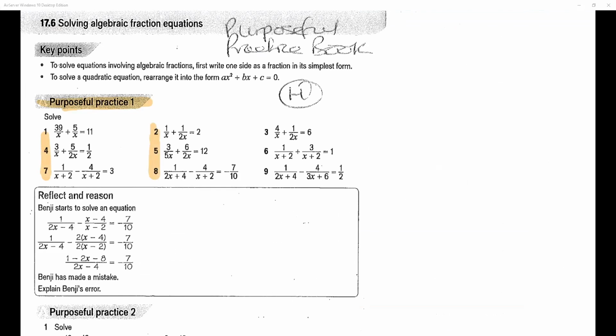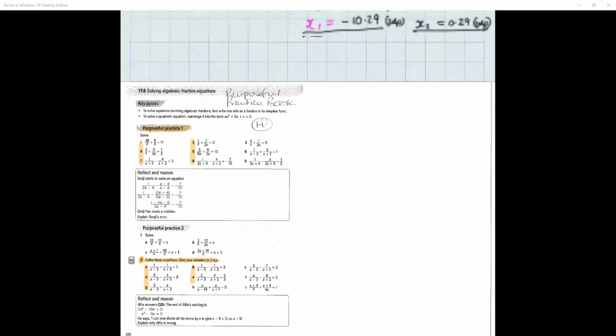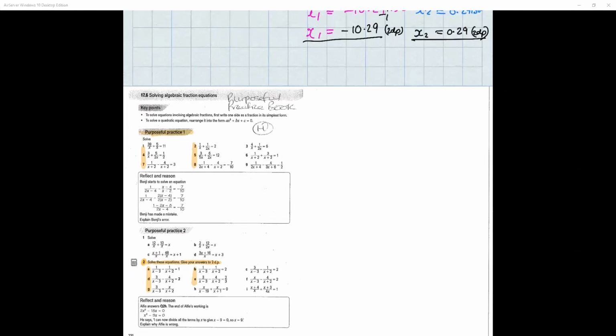We've got the purposeful practice book. So we've got some nice little homework questions, brand new questions which we haven't done before. Let's have a go at a couple of these. Here we go. These are all your homework questions, and the answers are all there for self-marking, and I'll get them back off you. I'm going to stop the video now.